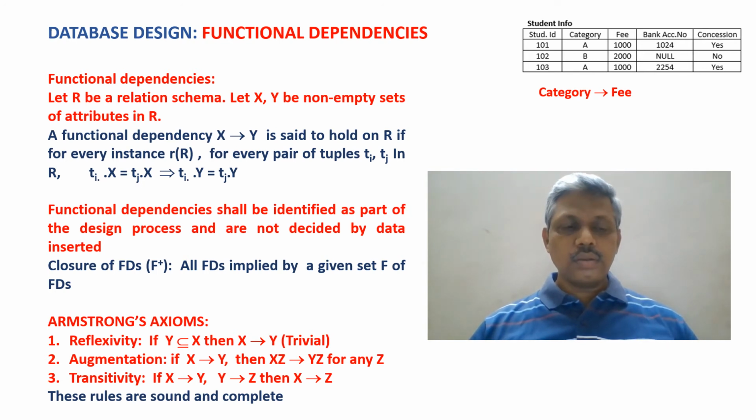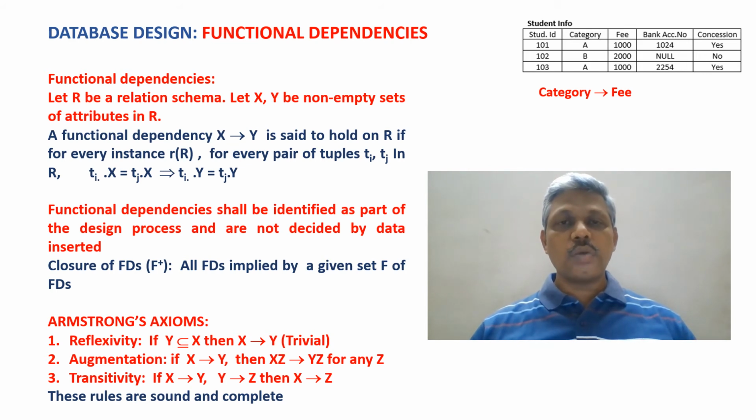They are very simple. The first one is reflexivity. Whenever Y is a subset of X, a set of attributes Y is a subset of X, then X functionally determines Y automatically, which is a trivial functional dependency. The second one is augmentation. Whenever X functionally determines Y, then the set of attributes in the sets X and Z, XZ, functionally determines the set of attributes in YZ, the union of the sets Y and Z.